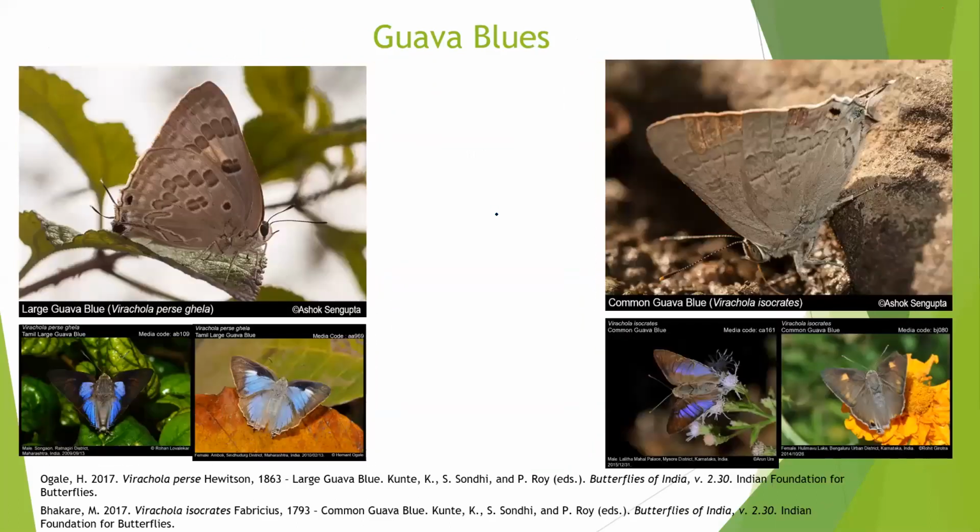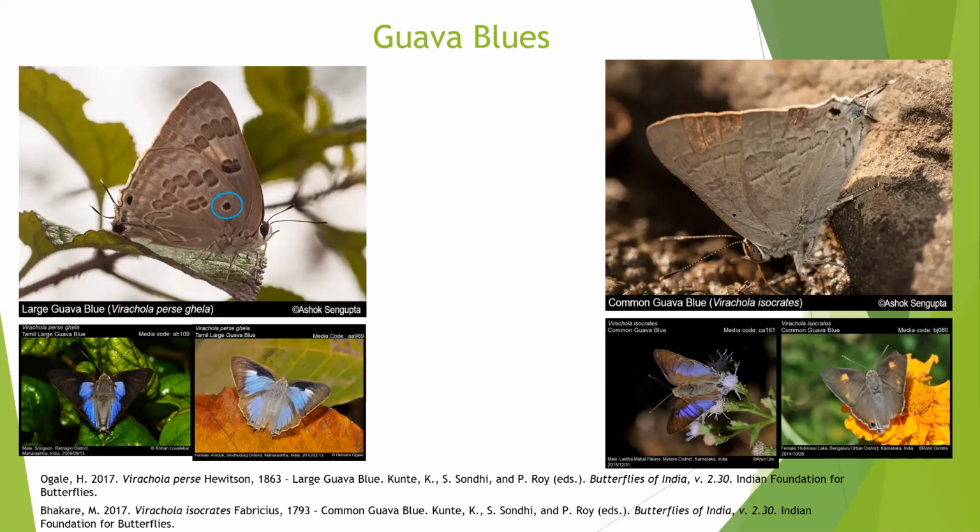Now I come to the guava blues. There are two guava blues found in the Western Ghats, and two other guava blues found elsewhere. Both are very similar, but it is very easy to distinguish. In the large guava blue, we'll find a spot here. Can you see near the costa? This spot on the hindwing costa is missing in the common guava blue.